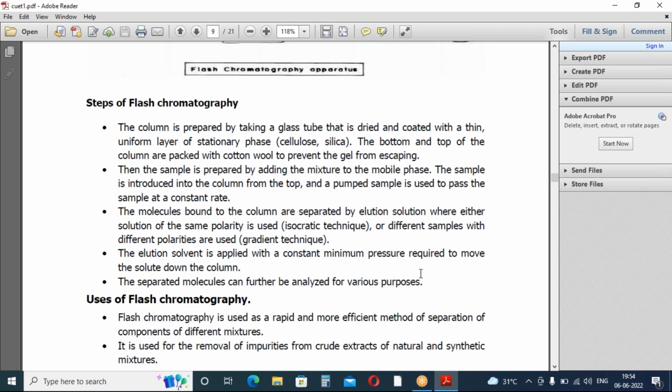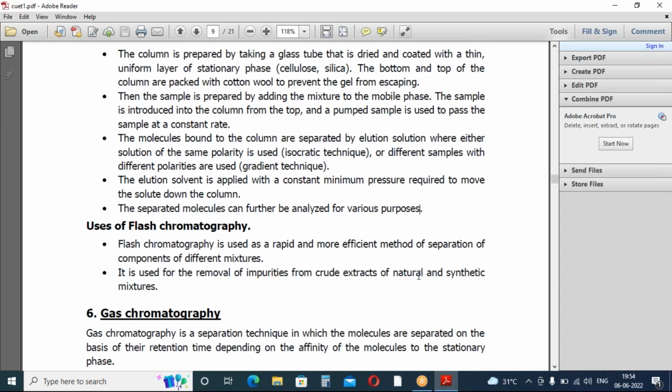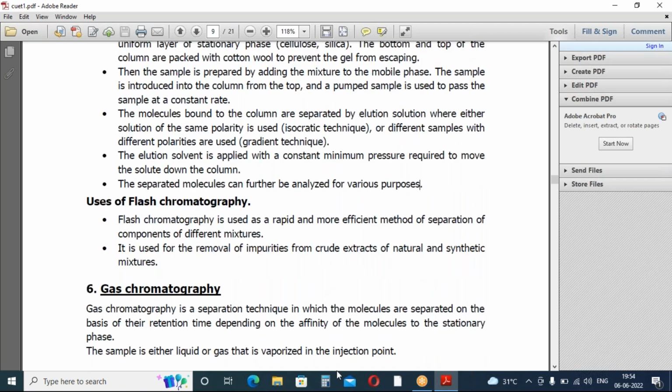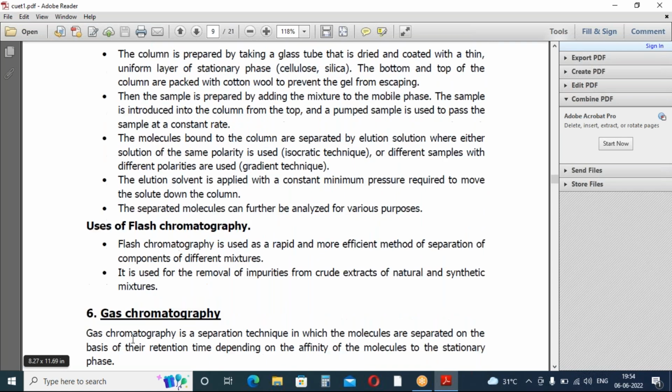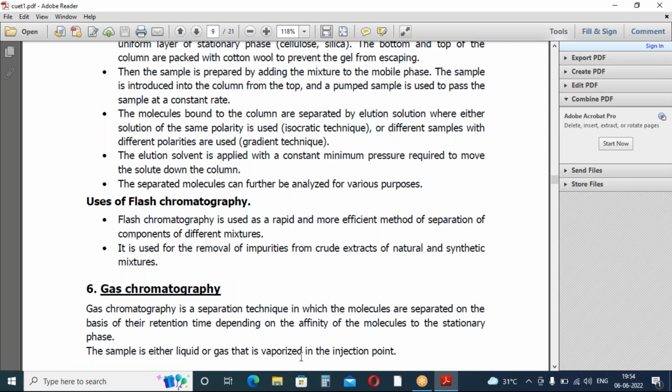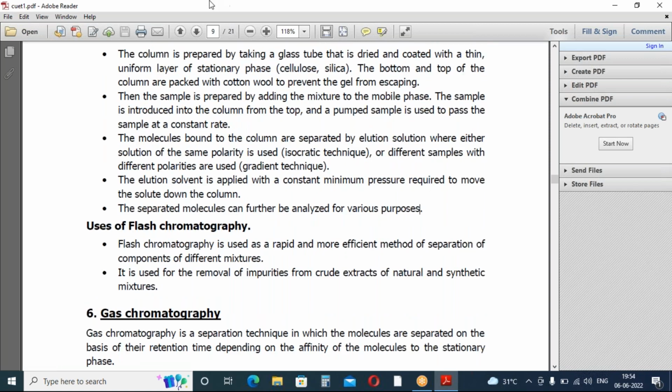Next, coming to gas chromatography. Here also this depends upon the retention time and is based on the affinity of the molecules. Gas chromatography is designed based on column chromatography. Based on the retention of molecules onto the stationary phase, the separation of molecules occurs. How does this occur? The sample, which may be liquid or gas, is vaporized in the injection port.